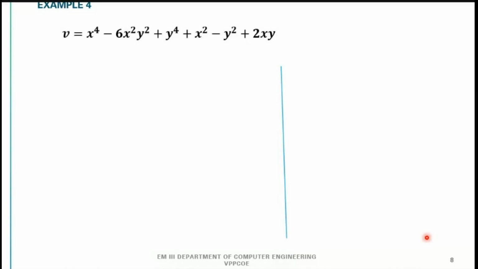Next problem. Just try this. Vx nikalo, put x is equal to z, y equal to 0. Differentiate V partially with respect to x. Just try karo and tell me what is the value of Vx. I will show you, but just you try it. Differentiate V partially with respect to x.